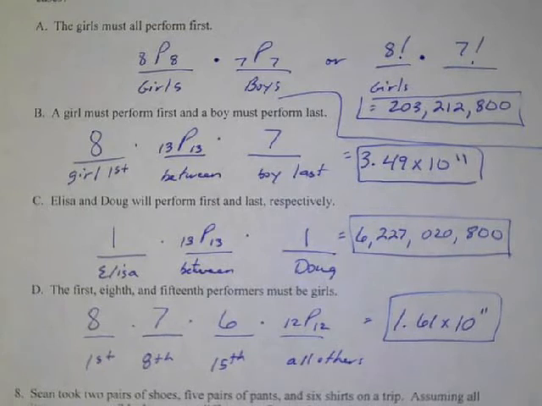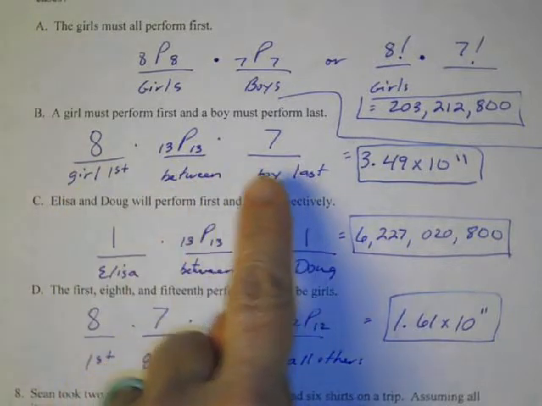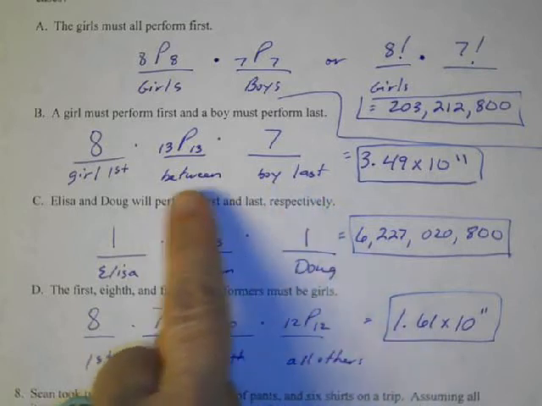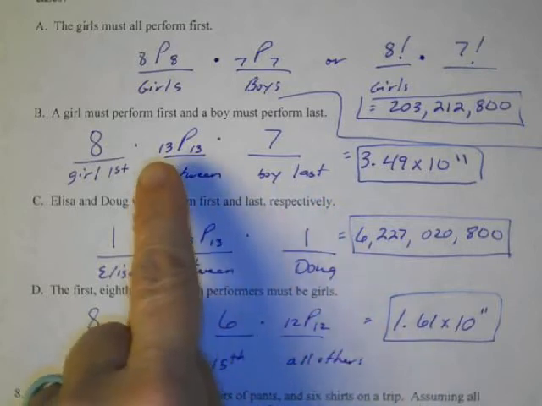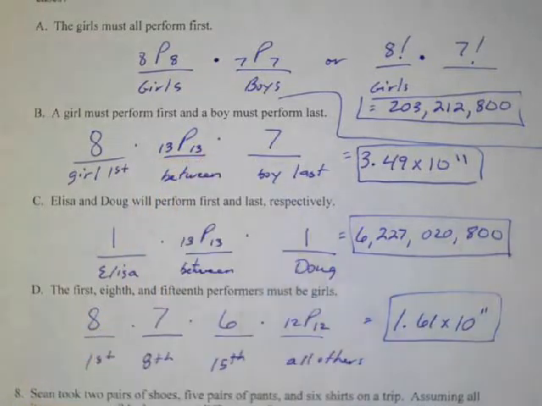Now let's say that a girl must perform first and a boy must perform last. Well, there's 8 girls to go first, and there are 7 boys to go last. I'm going to think about those pieces first, and then I'm going to put everybody between. Well, there are 13 people still that need to go. I need to assign order to all 13.